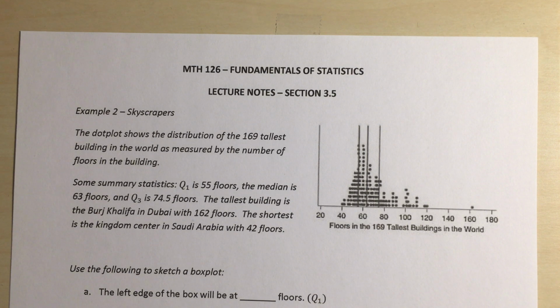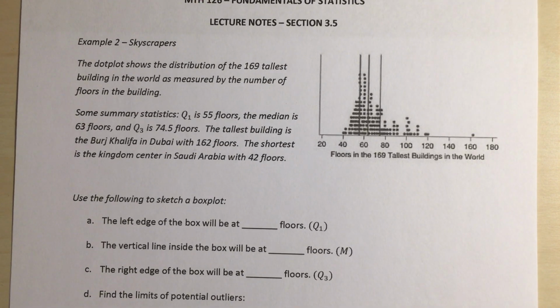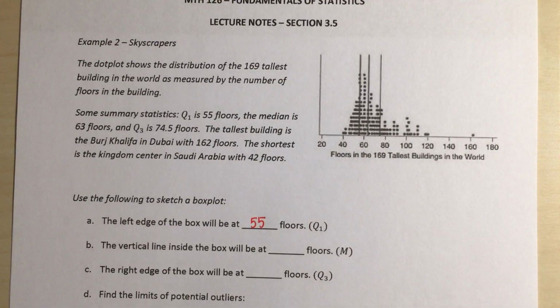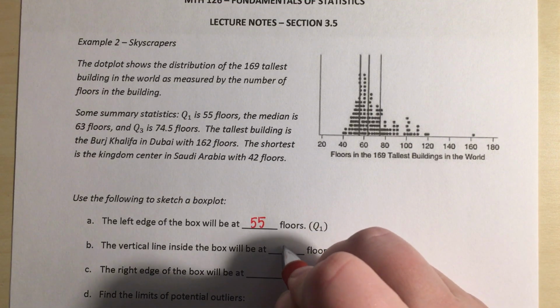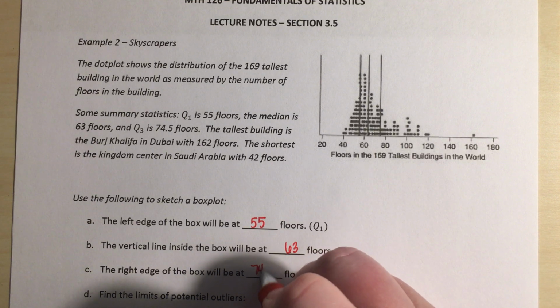All right, so we're going to fill in, down below I have just a sketch of the information that we're going to want and need in order to draw this box plot. So our left edge of our box, remember, is going to be at Q1. Q1, our first quartile, is 55. Remember that we're also going to draw a vertical line in the middle of the box where we have our median, which is 63 floors. And then Q3 is 74.5 floors.